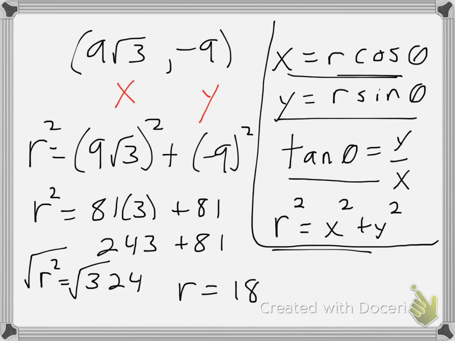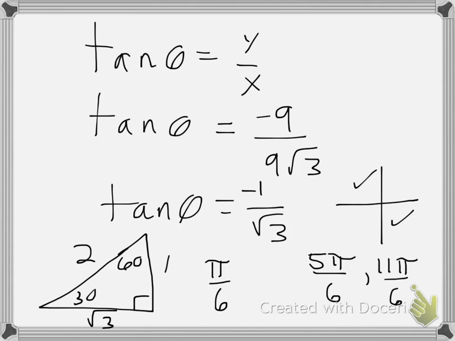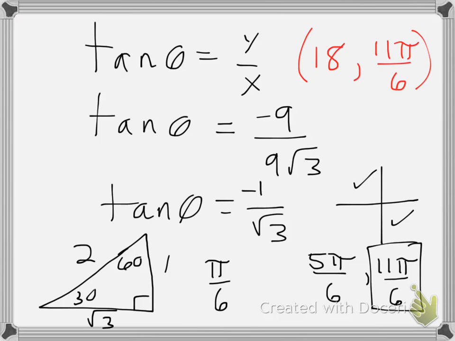We look back at our original point, 9 root 3, -9, and say what quadrant does that fall into? Ignoring the root 3, since it's a positive x value and negative y value, if you remember, we go over and then down, so it puts us in quadrant 4. So in quadrant 4 means we use this value. So now we can say that our polar coordinate would be 18, 11 pi over 6.